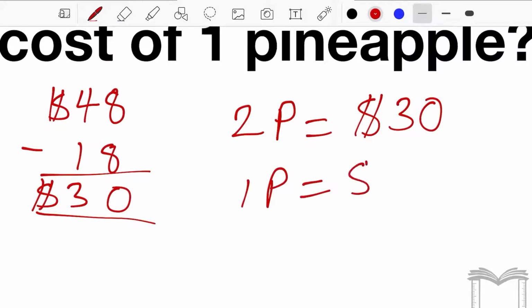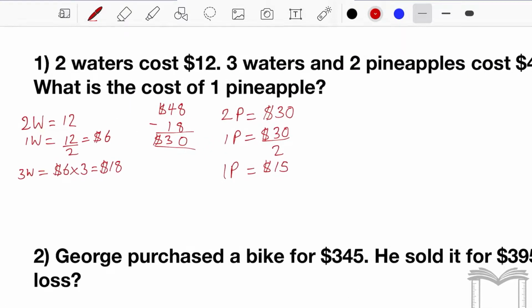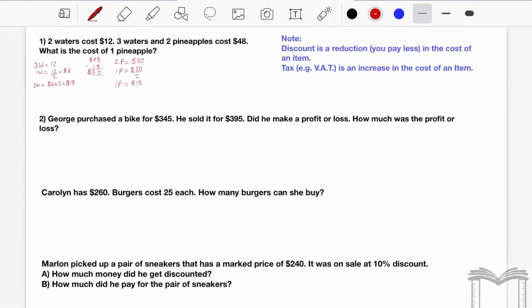One pineapple will be equal to $30 divided by 2. That will be $15. I just noticed that I didn't remind you all that you can feel free to attempt the questions before I show the working.